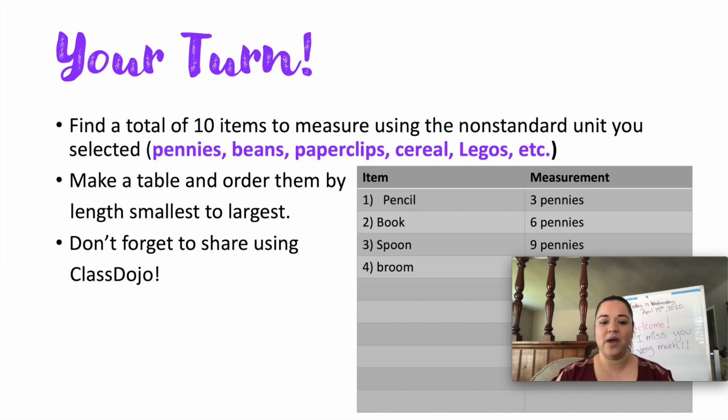So in the example, I have a pencil, a book, a spoon, and a broom. So the pencil was 3 pennies long, the book was 6 pennies long, the spoon was 9 pennies long. The pencil goes first because it's the shortest of all my items. Its length was only 3 pennies. My second item would be the book because the length of the book was 6 pennies. Then my spoon would be next because the length of it was 9 pennies. Notice how I'm going from shortest to longest. I want you to do the same, all right?